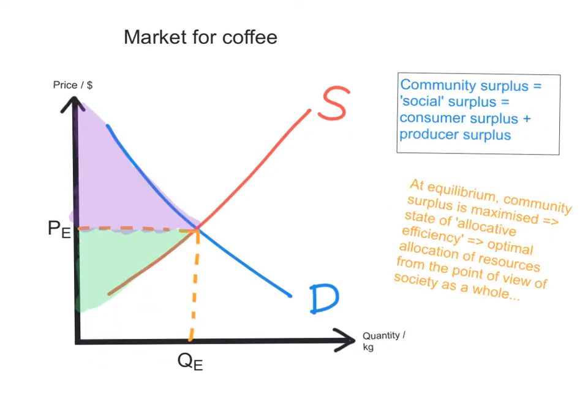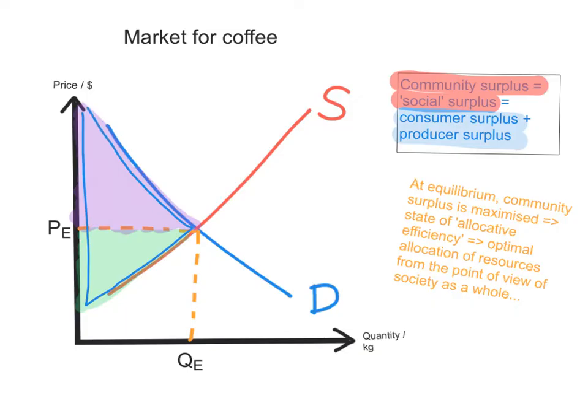If you add the total consumer surplus and the total producer surplus together, that will give you something called the community surplus or the social surplus. So community surplus or social surplus equals consumer surplus plus producer surplus. The community surplus will be this big triangle here, because that's the total of the consumer surplus, the area shaded in purple, and the producer surplus, the area shaded in green. At equilibrium, whenever a market is at equilibrium, community surplus is maximized.